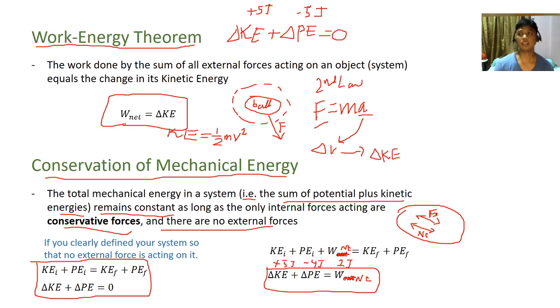For example, friction. When something slides down a frictional ramp, maybe that frictional force will do work internally, and that may use some of that initial energy and convert it into heat. So some of that energy is lost because of the non-conservative force acting on that system.